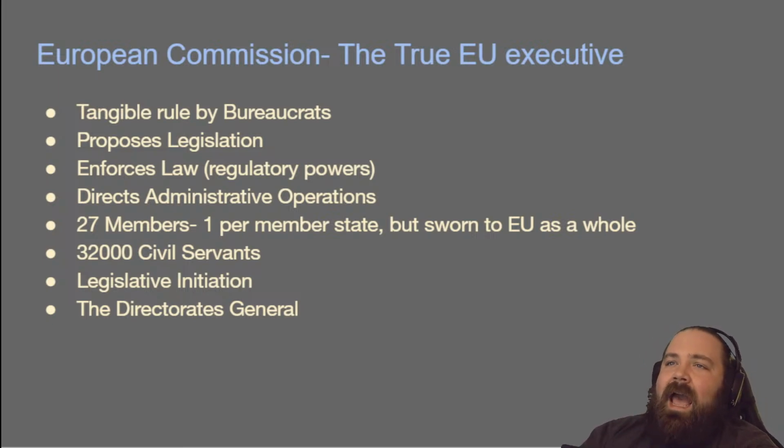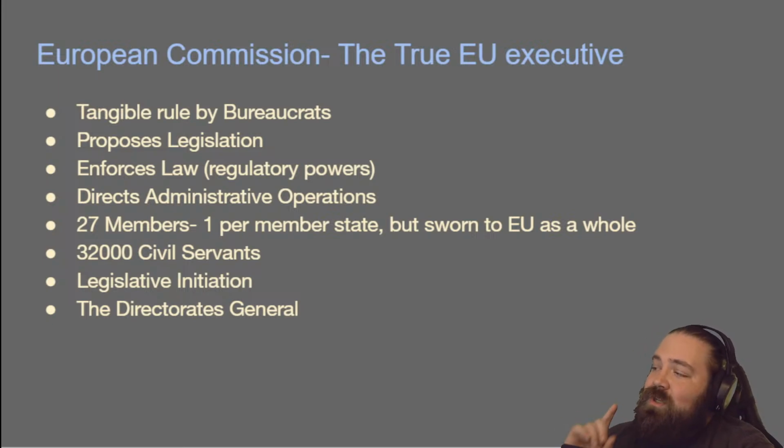The main actual remit, the main actual job of this European Commission is to directly run the administrative operations, right? They set out how the administration is going to happen. They set out the agenda for how bureaucracy is going to take place. So the European Commission itself is made up of 27 members, one per member state.